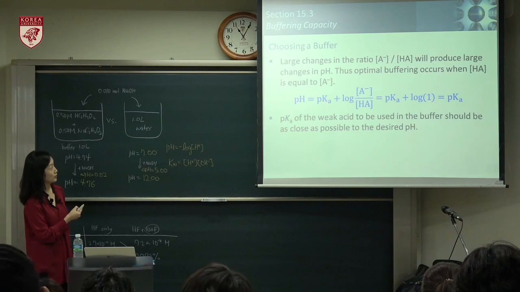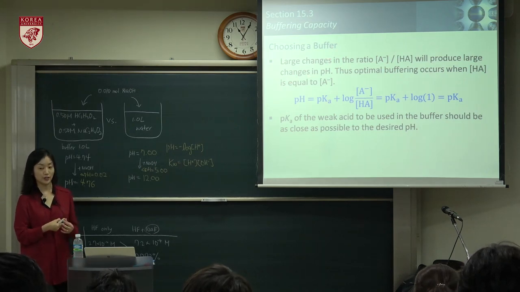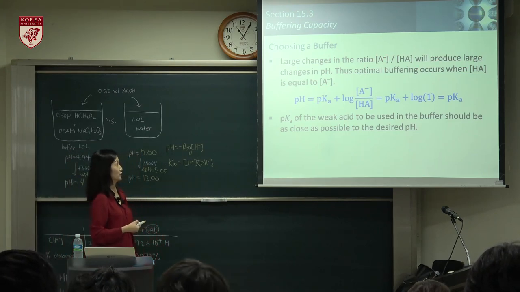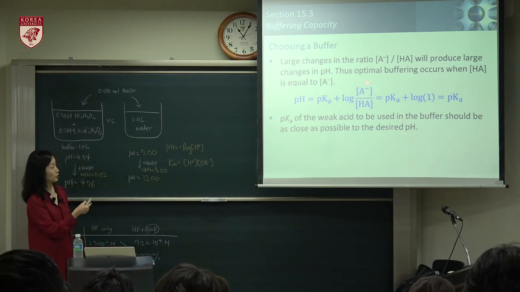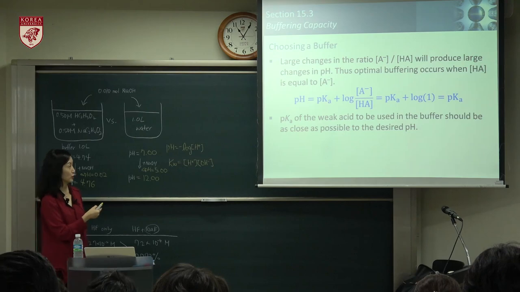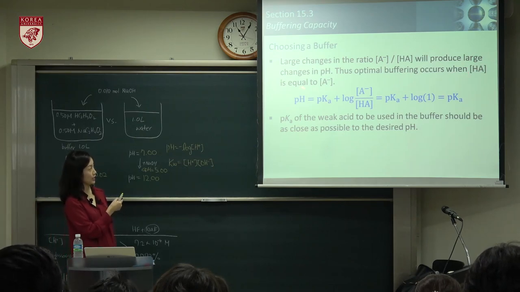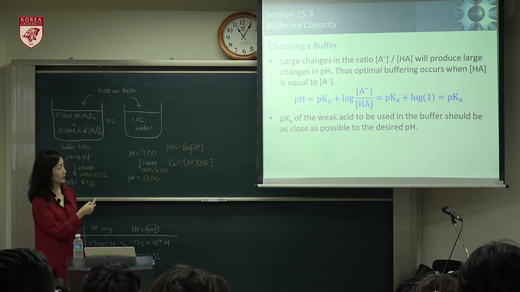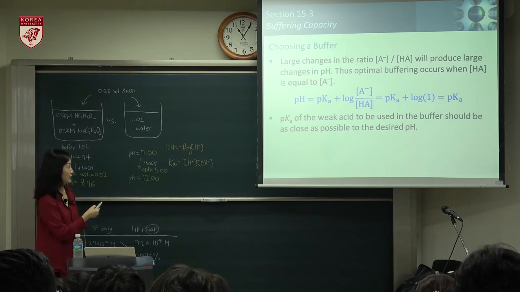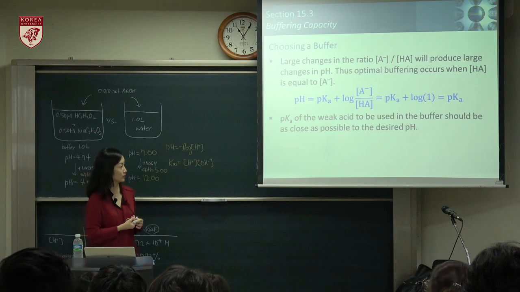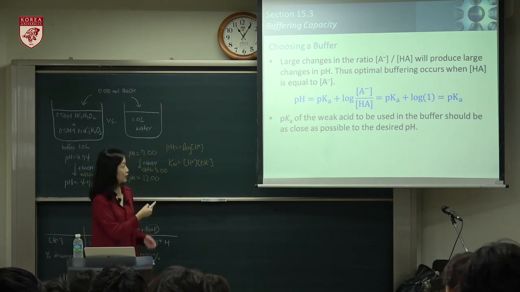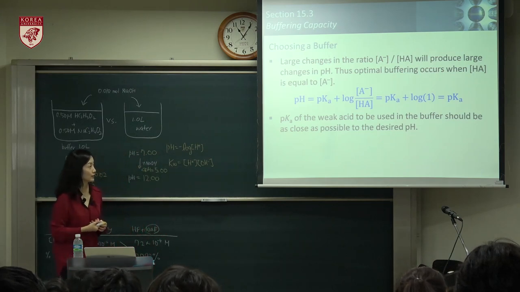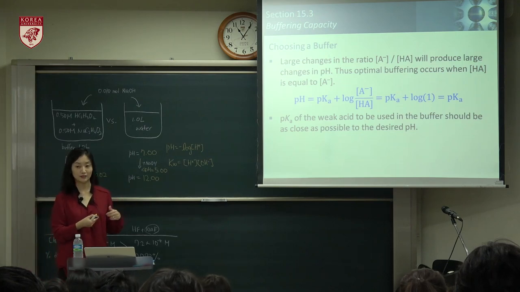Okay, so when choosing a buffer, we have to keep in mind that large changes in the ratio of the base to acid will produce large changes in pH. So for optimal buffering, we want the concentration of HA to be equal to the concentration of A minus. Then this ratio becomes 1 and pH is equal to pKa. So the pKa of the weak acid to be useful in the buffer, for optimal buffering, should be as close as possible to the desired pH, okay? So, does this make sense?